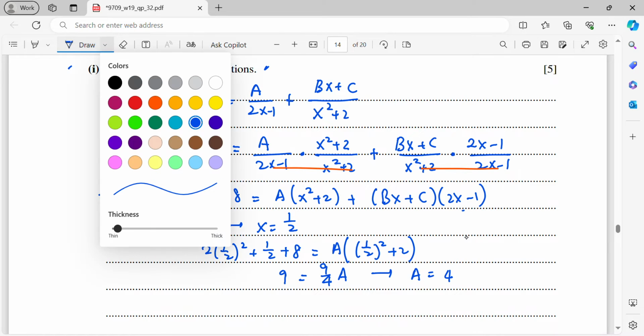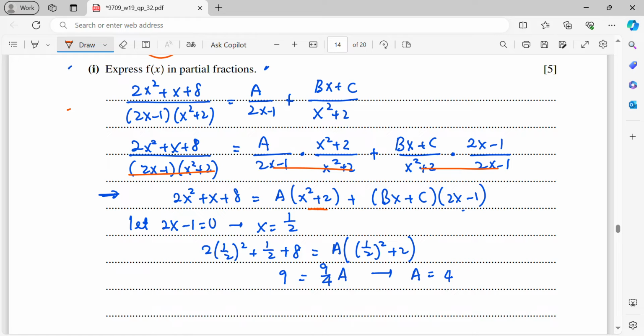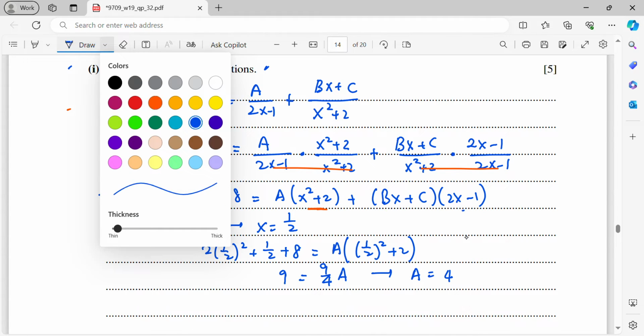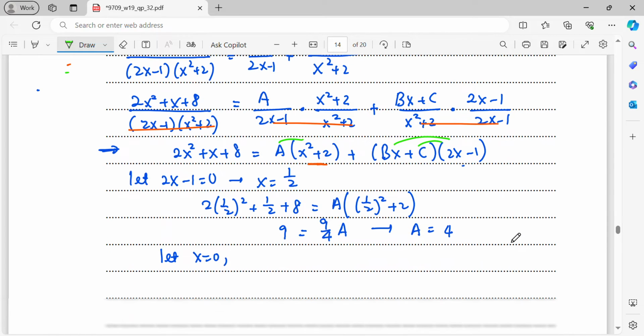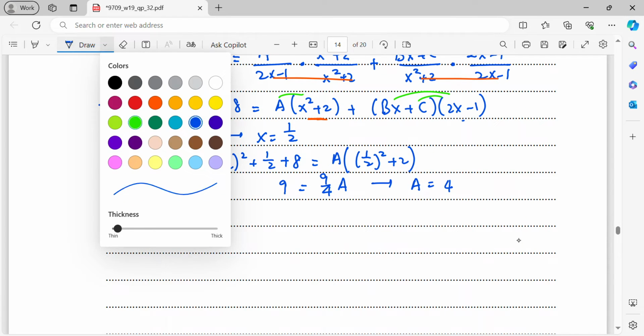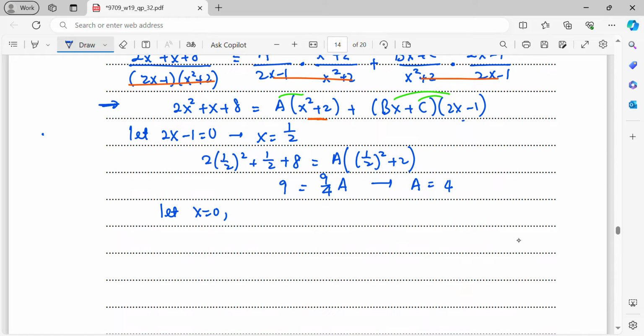Now, we don't have another linear factor because this is quadratic and it cannot be 0. So you can replace x by any value, but I will start with 0. So let x equal 0. This is one of the methods. Otherwise, you can just do expansion: expand everything, then compare with the left-hand side. There is another option. When x equals 0, the left-hand side is 0 plus 8. So I will write 8 equals A times (0 squared plus 2), which is 2, plus 0 times B, which will be nothing, then just left with plus C. So 2 times 0 is 0, then left with minus 1.